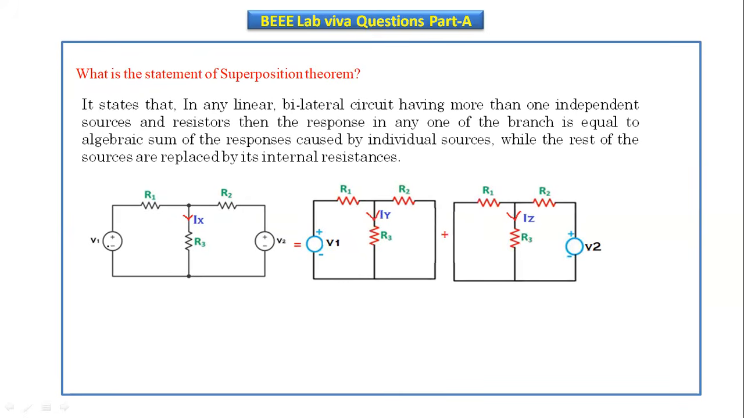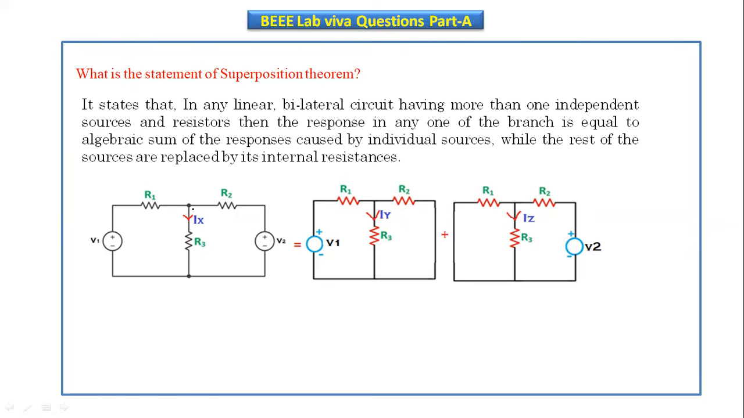This is the given circuit. When both the sources are present, the response we are taking in the middle resistor is Ix. And when V1 is present and V2 is equal to 0, in this case, the response is Iy. Plus, when V2 is present and V1 is equal to 0, in this case, the response across this R3 resistor is Iz.